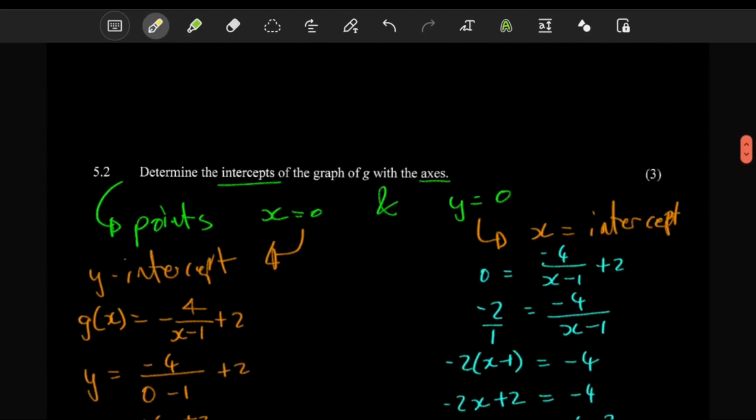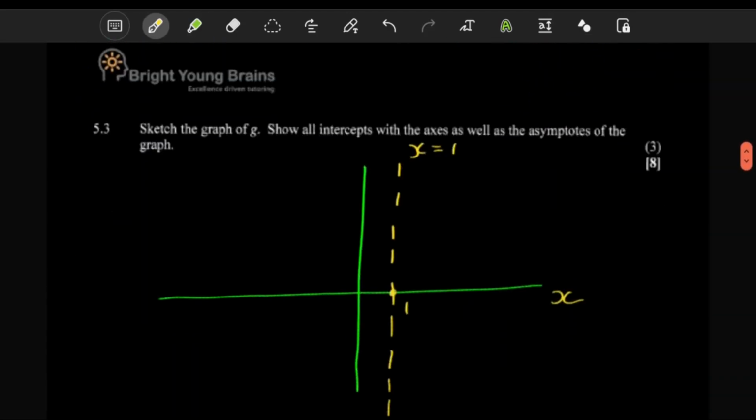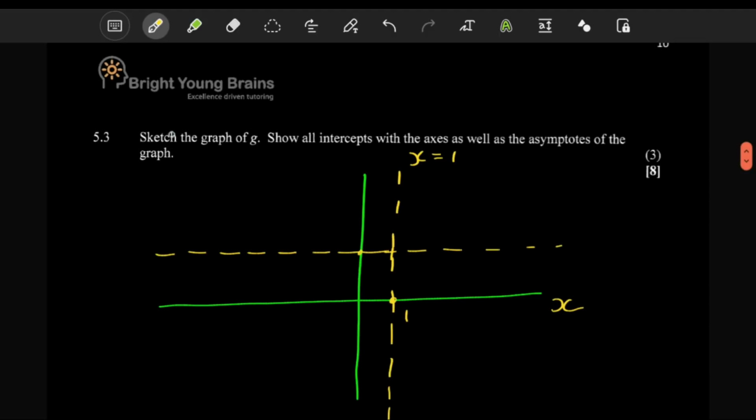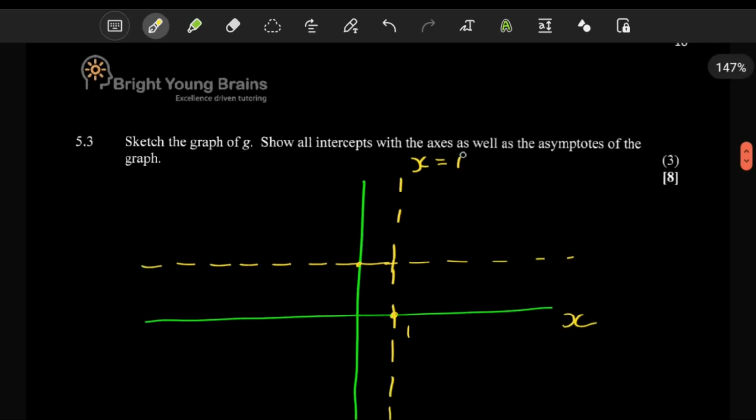Your other asymptote is the one that cuts the y-axis at 2. So somewhere here you can see, you just want to make it proportional. You don't want to put numbers here or there. Just make it proportional. You see here it says sketch the graph, show all intercepts to the axis as well as the asymptotes. They just want to see the asymptotes and the intercepts to the axis.